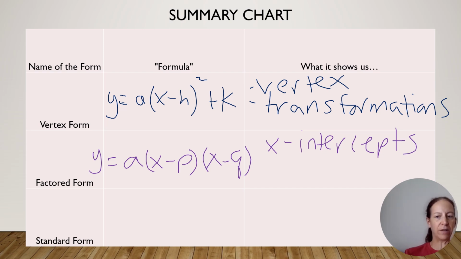And we will get into that in a future lesson when we study factored form. Why does factored form tell us the x-intercepts? Now, just for vocabulary, the x-intercepts are also known as zeros and roots. And so those are completely synonymous.